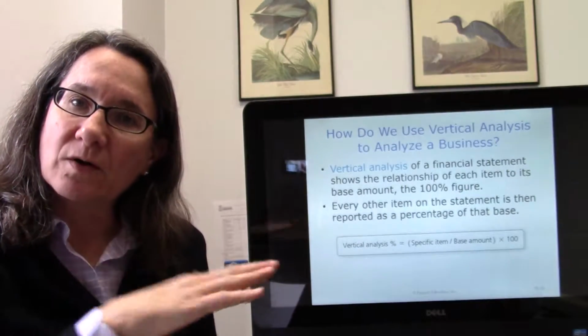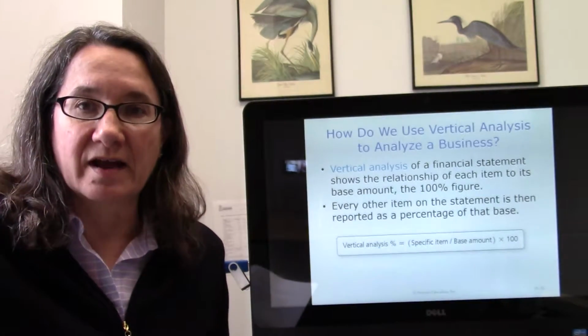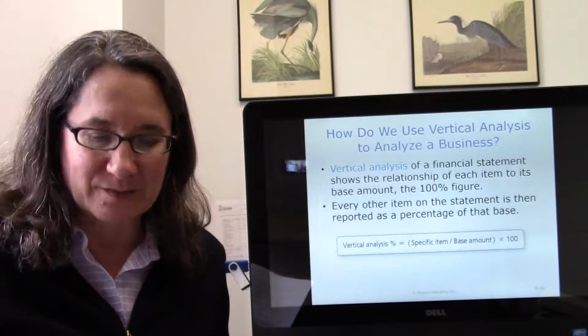So we already talked about horizontal analysis and trend analysis. Now we're going to talk about vertical analysis. So like it sounds, we're kind of going to go up and down the financial statement.